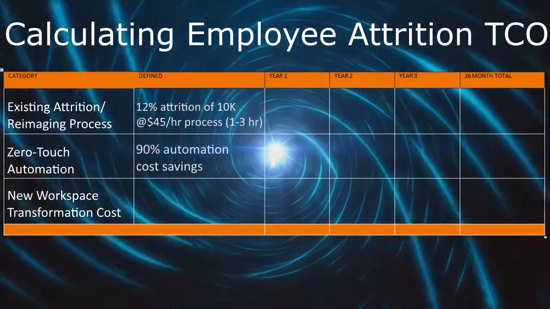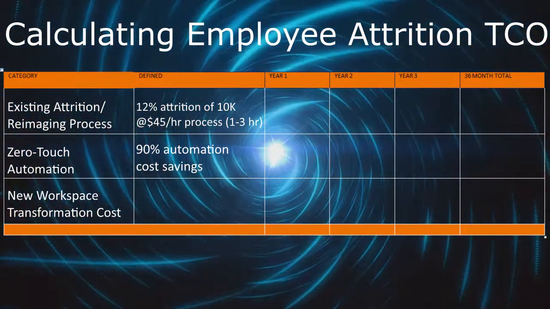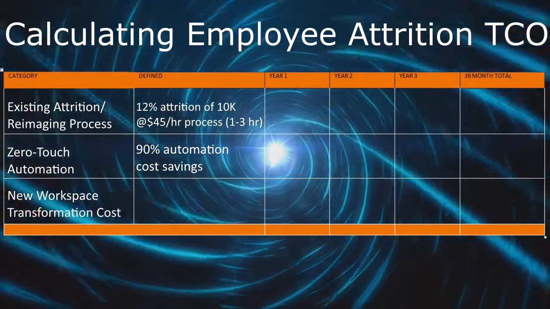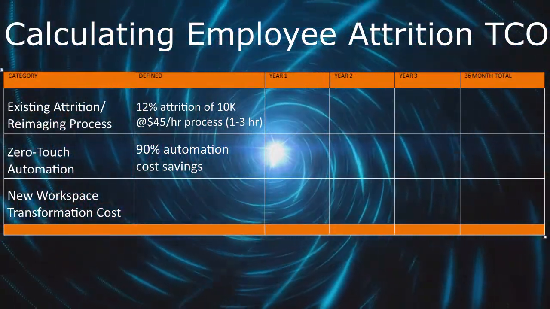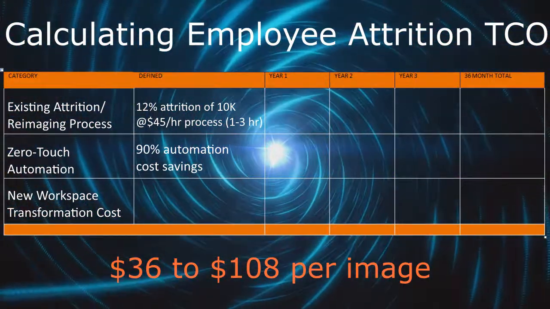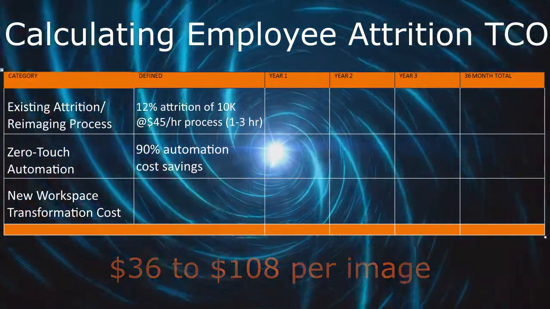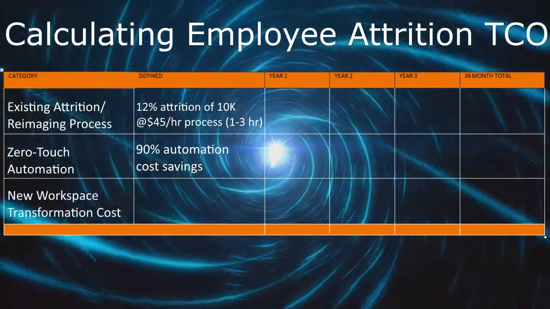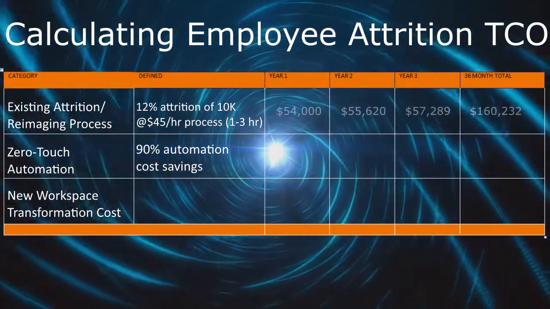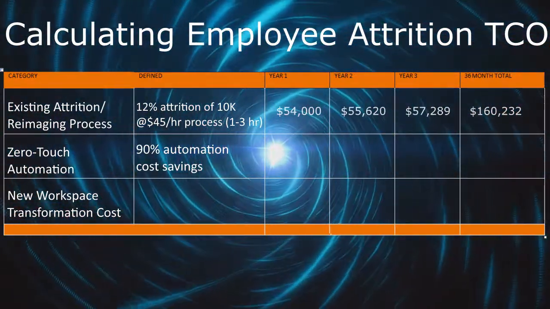Some of them need to be complete rebuilds, while others need to be reconfigured using a fresh image and profiles. So the time to get devices user ready ranges from $36 per image to roughly $100 per. Using a conservative average, let's assume the cost is $45 per device. That is about $54,000 per year.